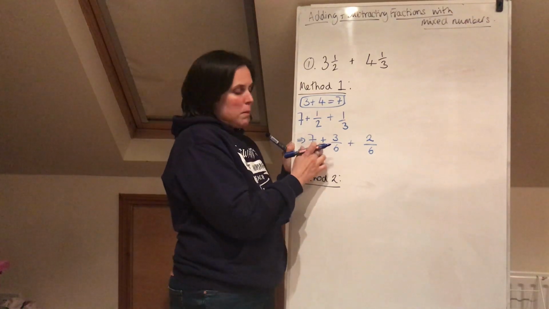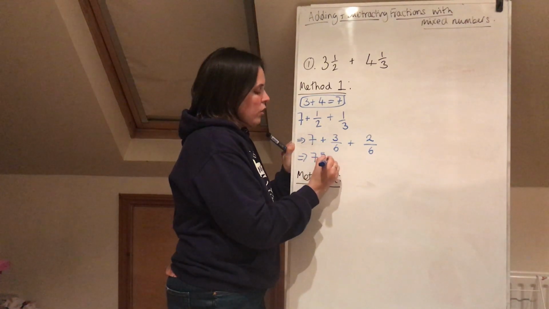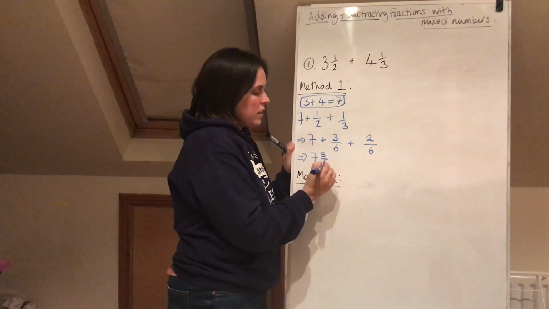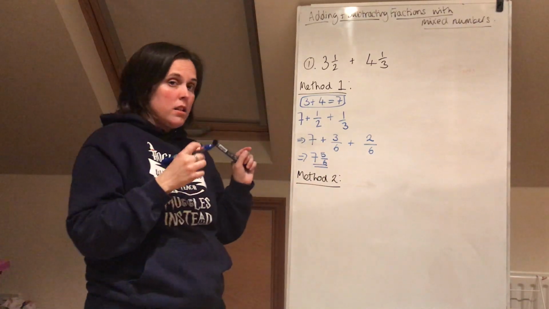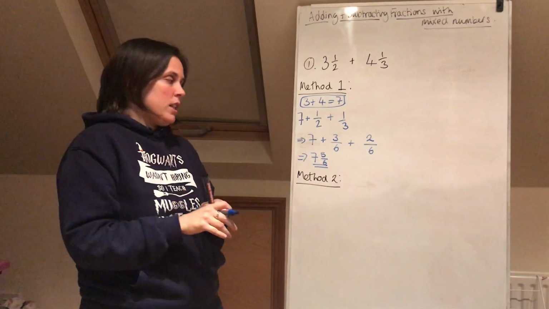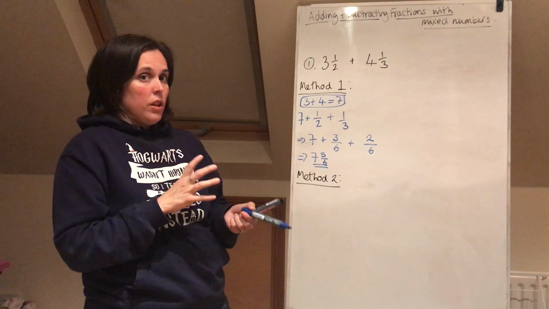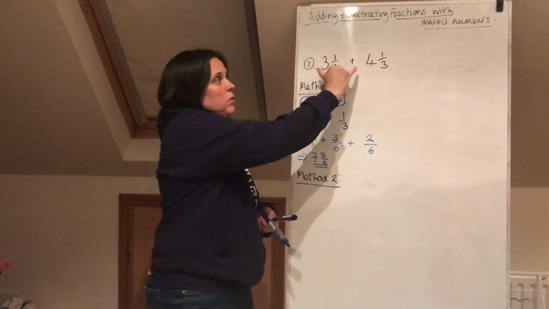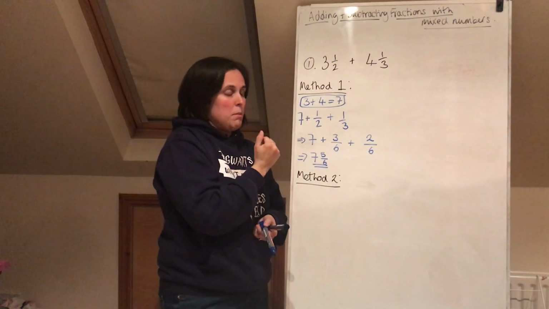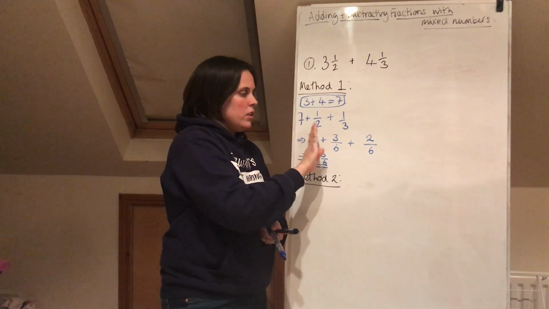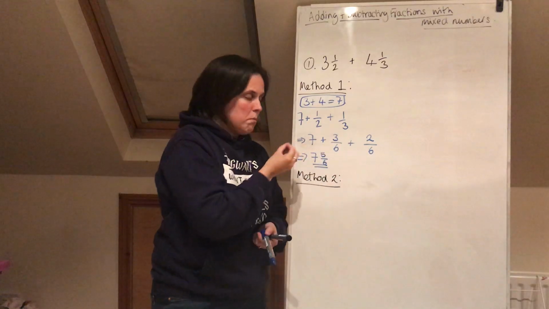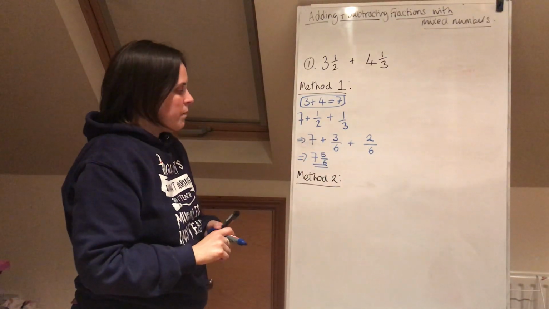And I can drop my plus now because I've altogether got 7 and 5/6. Okay, so we don't need to write plus because we've simplified it, we've got it down to our final answer. So that's the first technique. So just to summarise, you deal with your whole numbers, do that part separately, then you do your fractions, and then you just combine the two parts at the end.